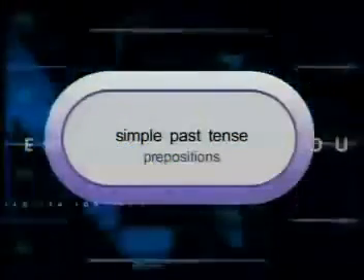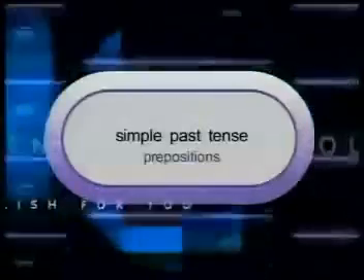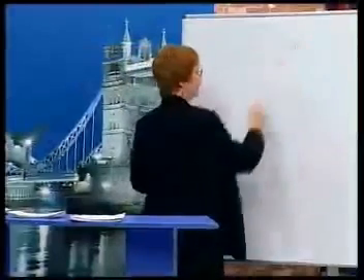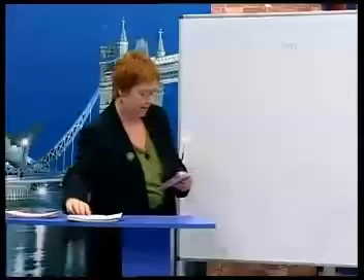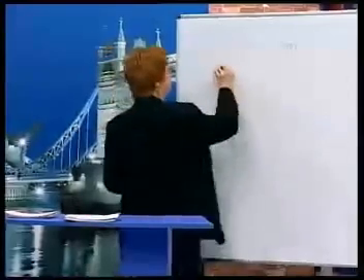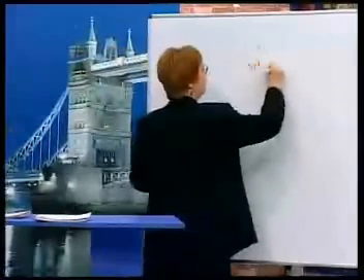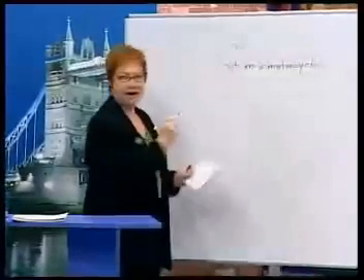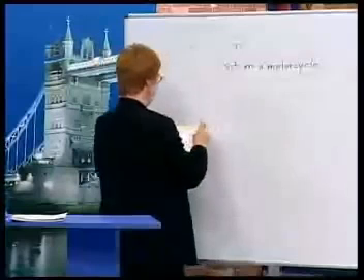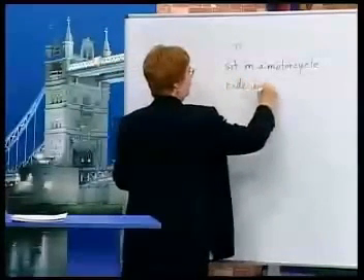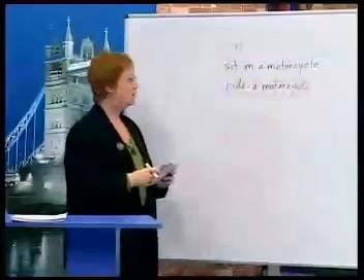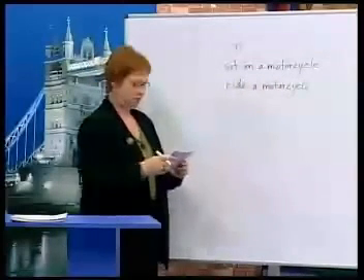Simple past tense. Prepositions. Now, notice the difference in the use of prepositions in and on. Okay, we can sit on a motorcycle, but we drive a motorcycle, okay? Or we ride a motorcycle, okay? So it's a little bit different. I sit on a motorcycle, but I ride a motorcycle.